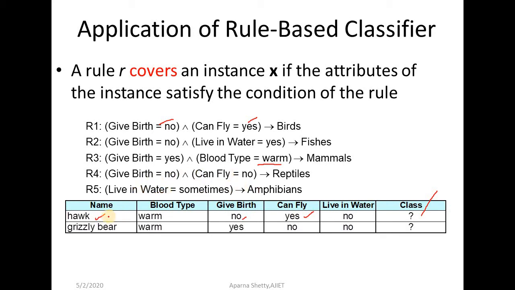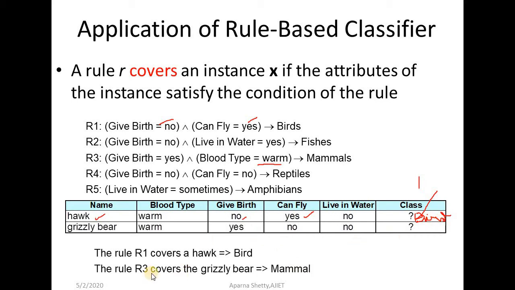So, hawk covers only one rule, that is rule R1, and it is classified as bird. Okay, so hawk is classified as bird. We can assign the class bird here. Next, if you see, the rule R1 covers a hawk and classifies it as bird.